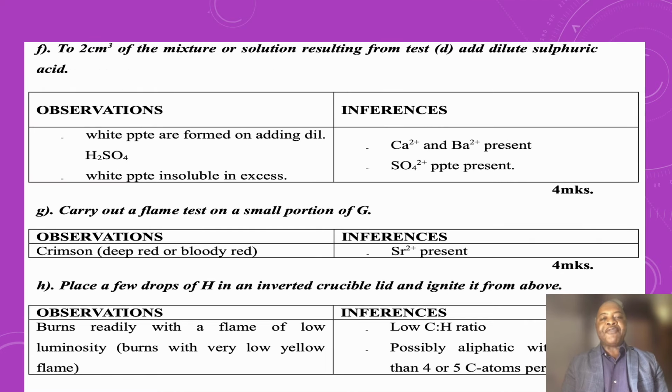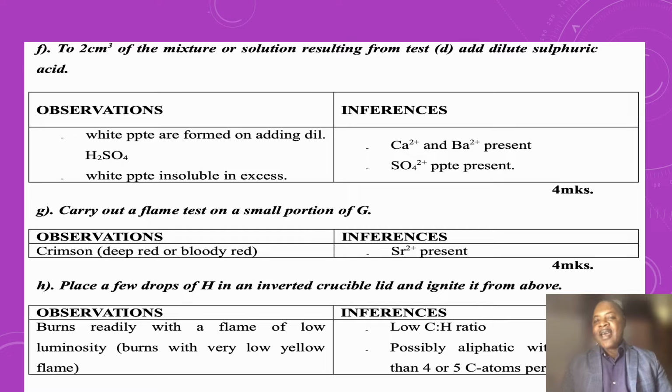Okay, so now it drives us to the F section of the question. The F section says, to 2 cm³ of the mixture or solution resulting from test tube D, add dilute sulfuric acid. On adding dilute sulfuric acid, white precipitate was formed, and as a tradition, you need to add to excess. The white precipitate was insoluble in excess.